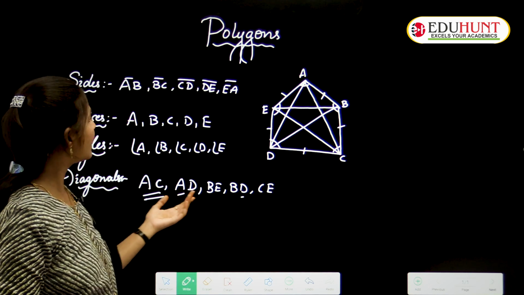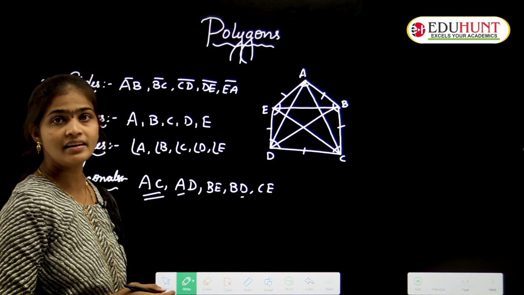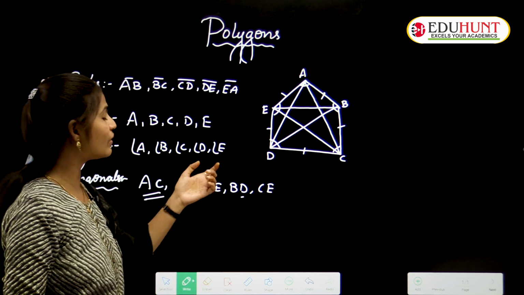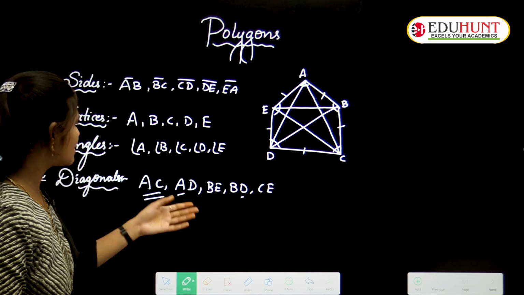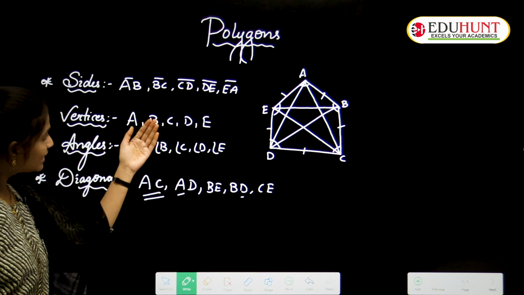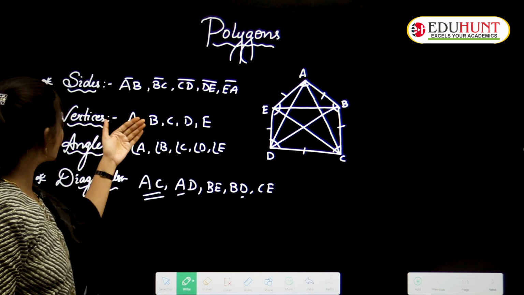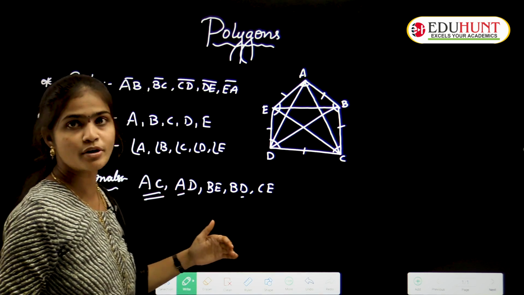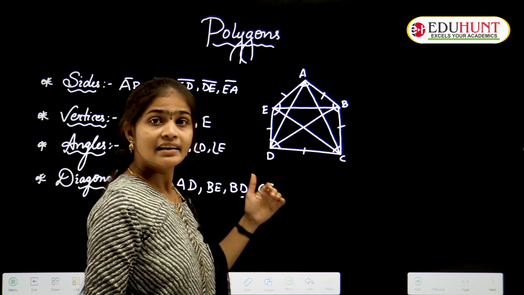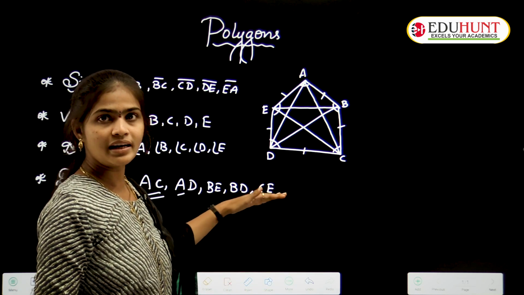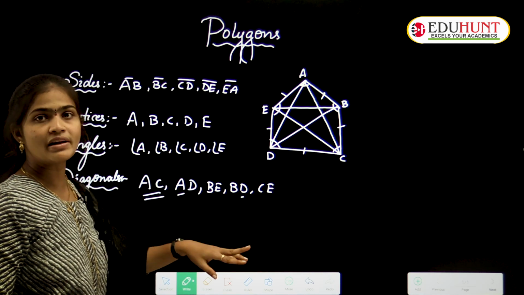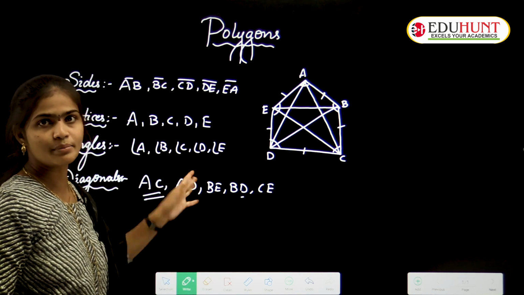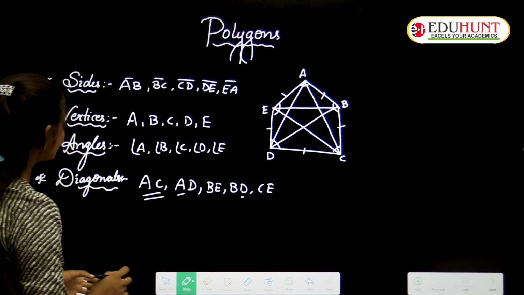In total, how many diagonals do we have here? Here also we have 5 diagonals. This is somewhat different. In this case, the number of sides is equal to the number of vertices is equal to the number of angles is equal to the number of diagonals. In this case only. But in every case it is not possible; the number of diagonals is different from the remaining three.